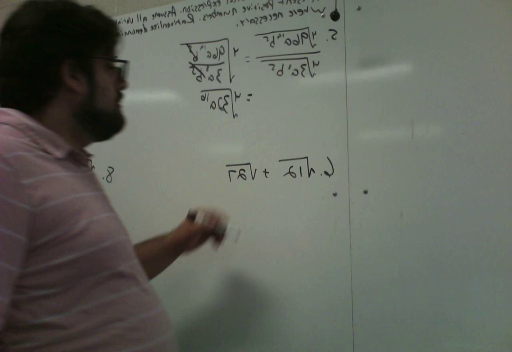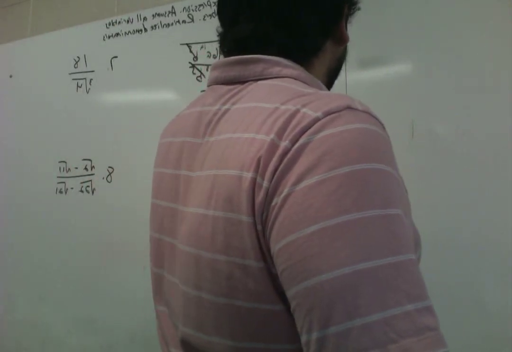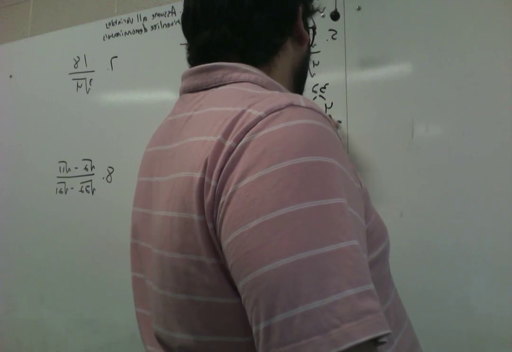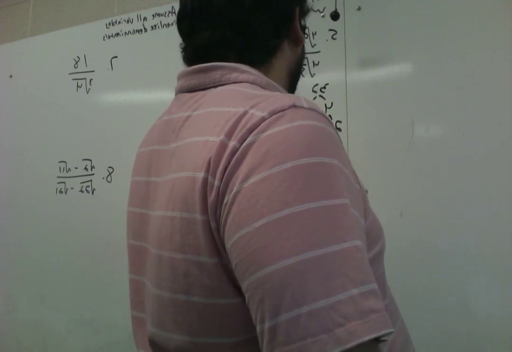So 32, using its prime factors, we'll say 4 and 8. Break the 4 down to 2 times 2. 8 is 4 times 2.